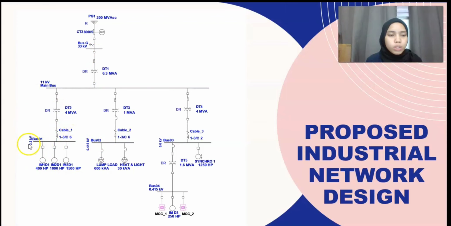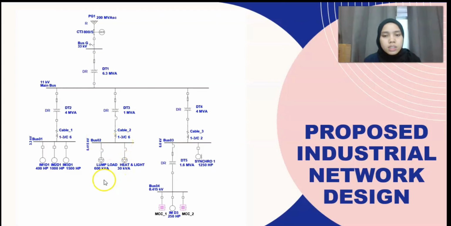Three induction motors with 3.3 kilovolt operating voltage, but different horsepower: 400 horsepower, 1000 horsepower, and 1500 horsepower. Division 1 contains transformer T2, which steps down the voltage from 11 kilovolt to 3.3 kilovolt, the operating voltage of the loads. For the second division, we have lamp load and heating and lighting load, but they need 415 volt. So we have a T3 transformer stepping down the voltage from 11 kilovolt to 415 volt.